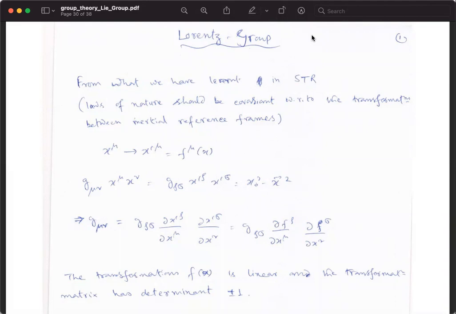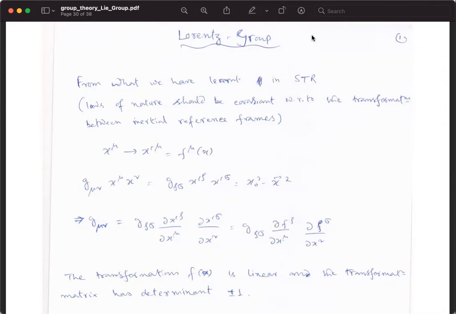So you might be familiar, in the special theory of relativity, with the Lorentz transformation. Those transformations form a group, which we call the Lorentz group. And this is a space-time symmetry. Also, it is non-compact, unlike the earlier ones.